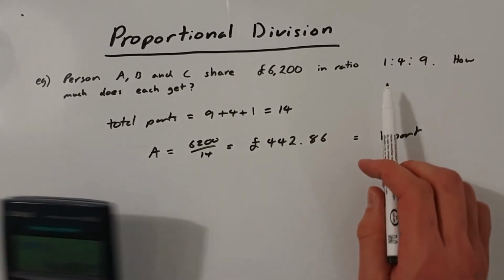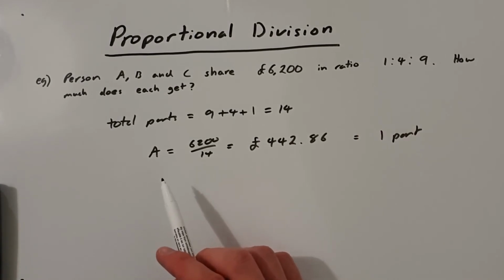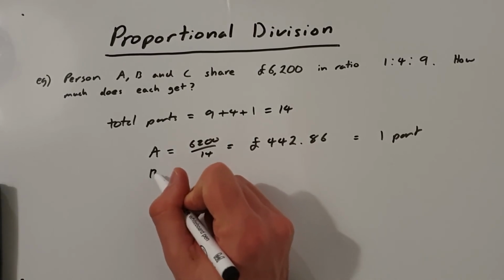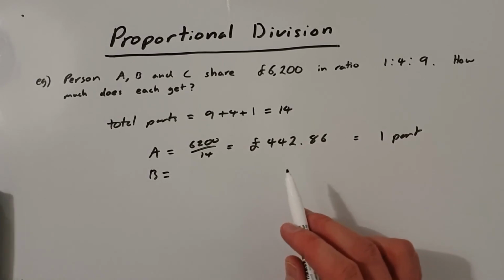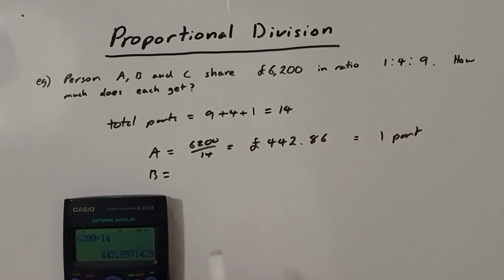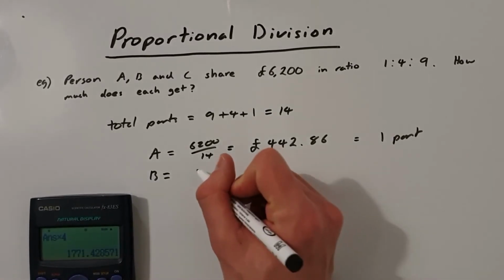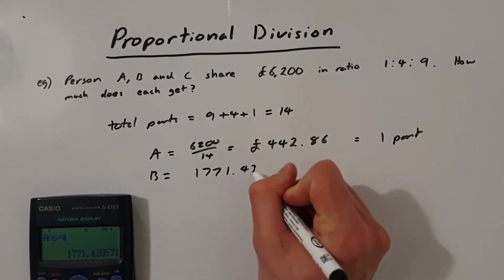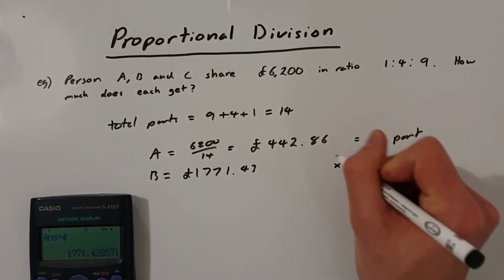And that is how much A has gotten according to our ratio. Okay, so now we want to find out what B got. We know they got 4 parts, so for B, it must be 4 times what our 1 part is. If we have our answer still on our calculator, we can multiply this by 4. So this gives us 1,771 and 43p. Okay, we've multiplied this by 4.